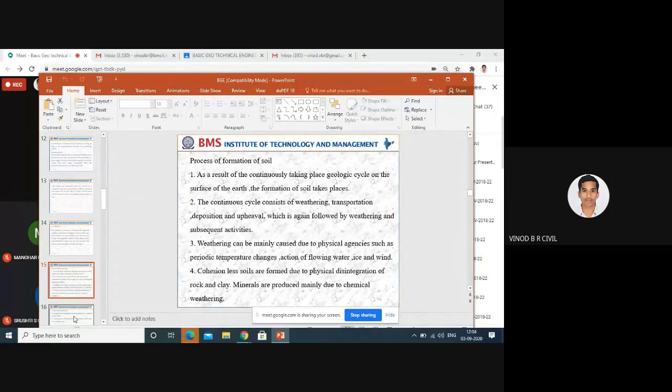Usually in your PGCET or competitive examinations, they will ask for the best example of cohesionless soil: clay, sand, like that. Cohesionless soil means sandy soil, or sand is the best example of cohesionless soil. Cohesive soil means clay soils. You can get both cohesive soil and cohesionless soil. Minerals are produced mainly due to chemical weathering. After the chemical reaction or chemical weathering, you can expect these kinds of materials. This is the process of formation of soil.